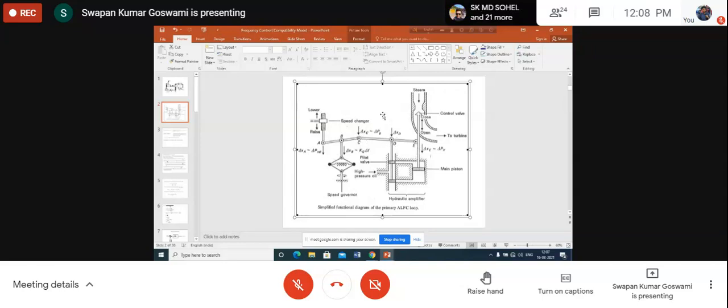As D has moved up, what will happen? An opening will be created here, a small opening. Similarly, this pilot valve also will be moving up, so an opening will be created here too. So there is an opening in the lower portion of this valve, and an opening in the lower portion of the other valve. As a result, what will happen?